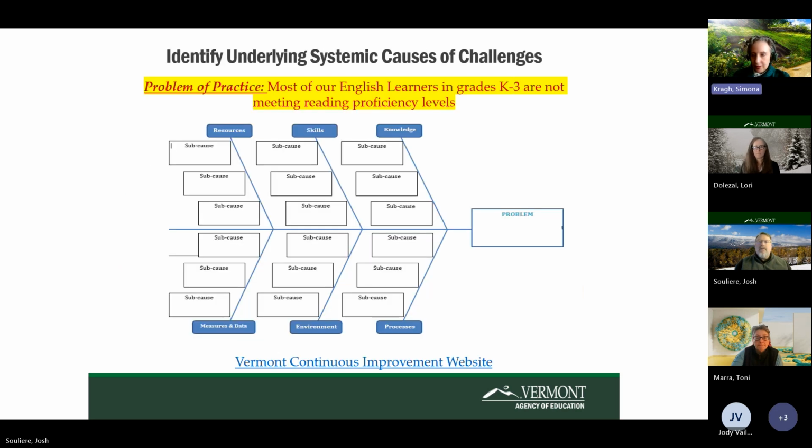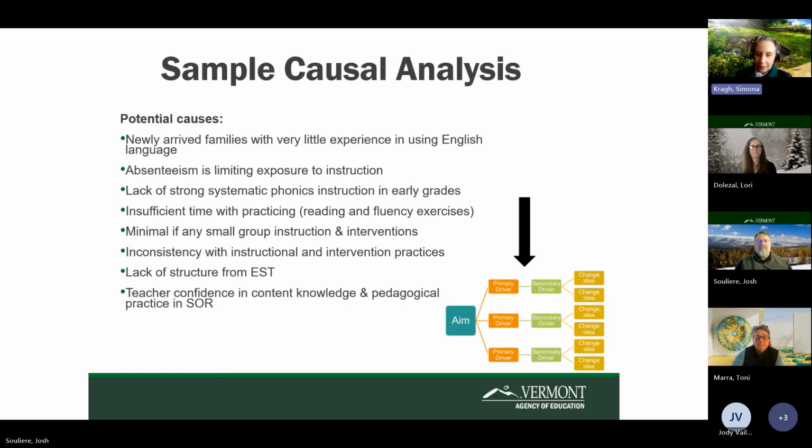And in the next slide, we can see that based on these goals and the underlying problems of practice related to the goal, you can use a root cause analysis or cause and effect diagram to uncover and confirm the underlying root causes or challenges to ensure that you are solving the right problem. And in the example, the problem of practice is that most of our English learners in grades K through 3 are not meeting reading proficiency levels. That will be in the box all the way to the right.